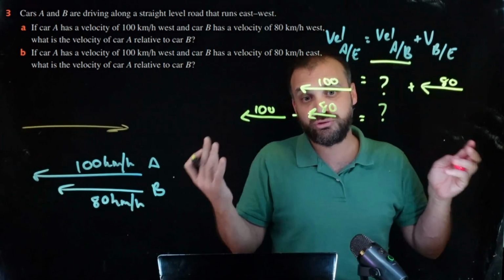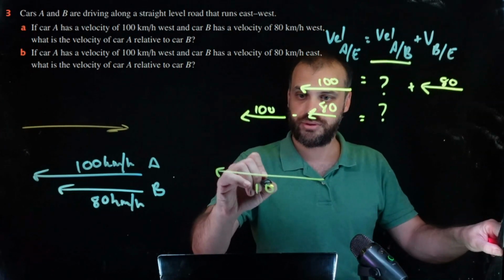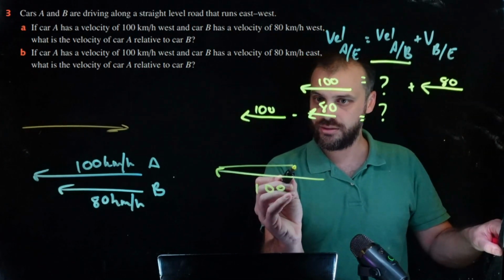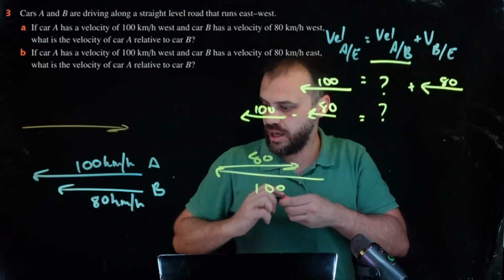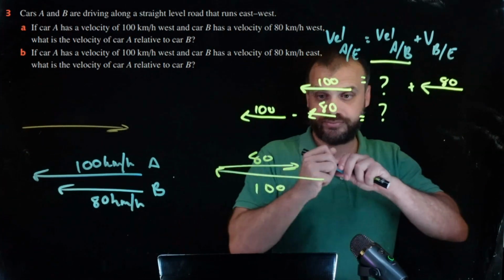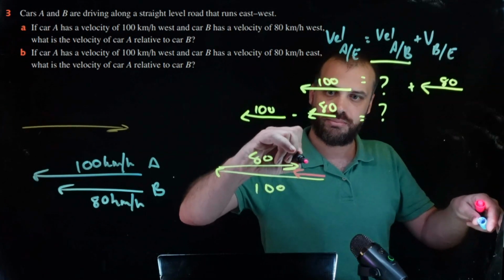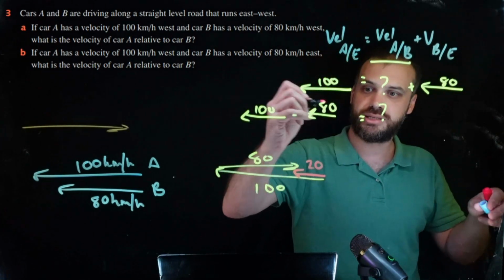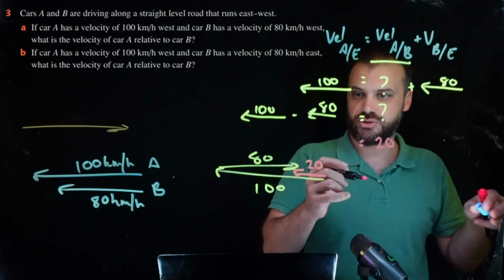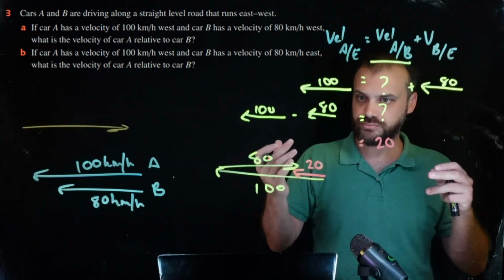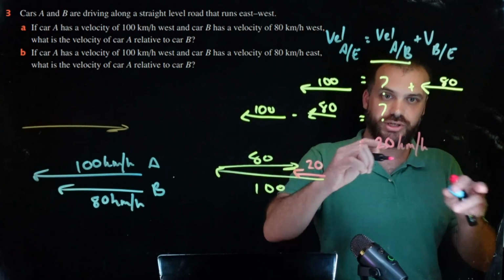Okay, now drawing that, what does that look like? It looks like a vector of 100 minus a vector of 80 in the same direction, but because we're subtracting it, our resultant vector is going to be from the start of the first one to the end of the second one. My answer is 100 minus 80 equals 20 in that direction. 20 kilometers per hour, in what direction? West.